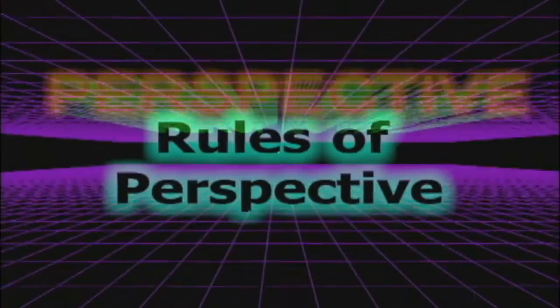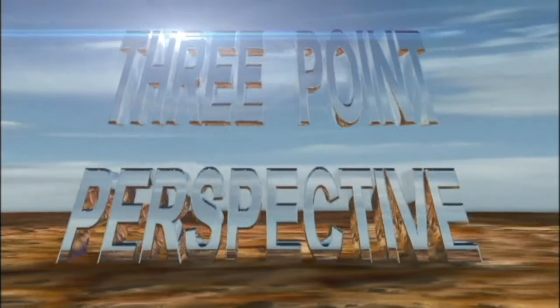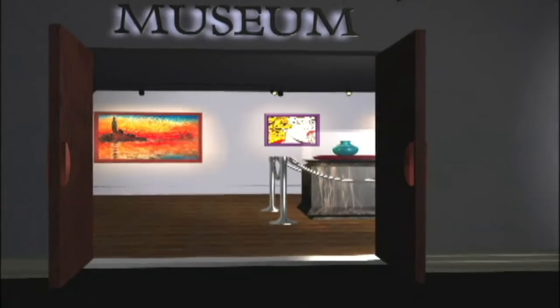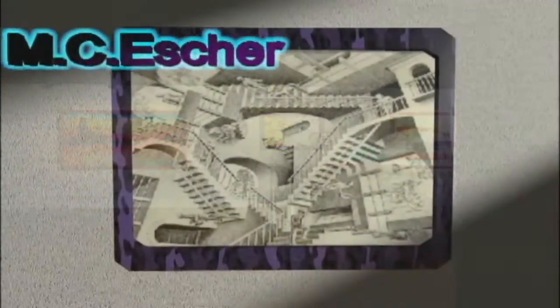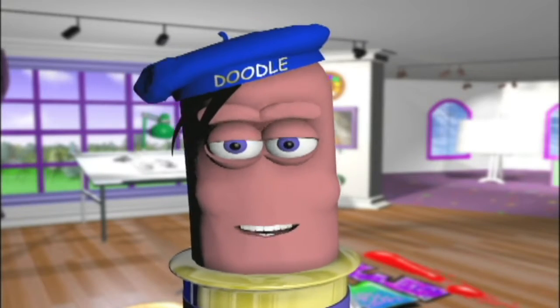In this show, we'll study the rules of perspective, learn about 1, 2, and 3-point perspective, draw a street scene, and learn the terms vanishing point and parallel. Also, we'll go to the museum and study the work of M.C. Escher. So come on, let's get creative!